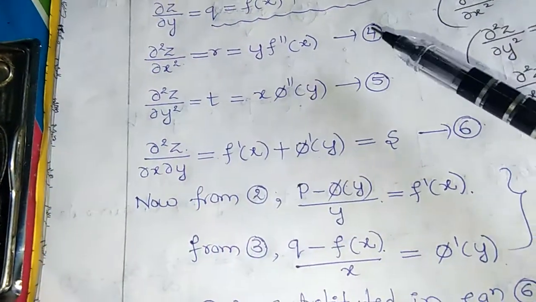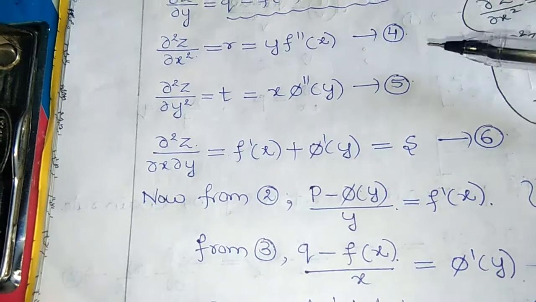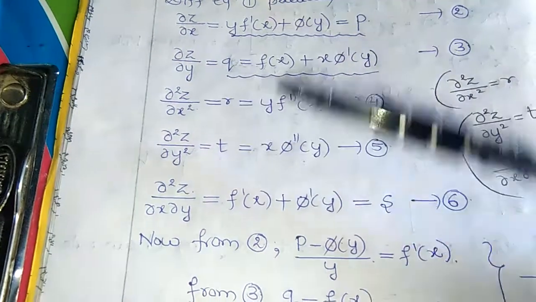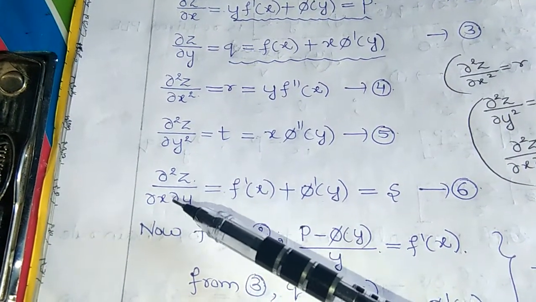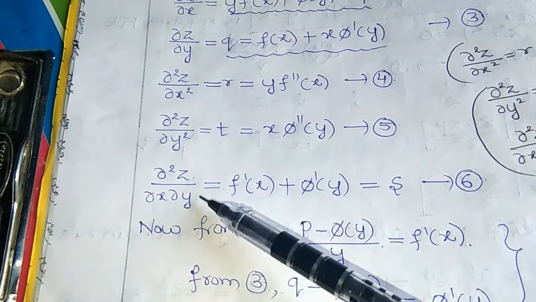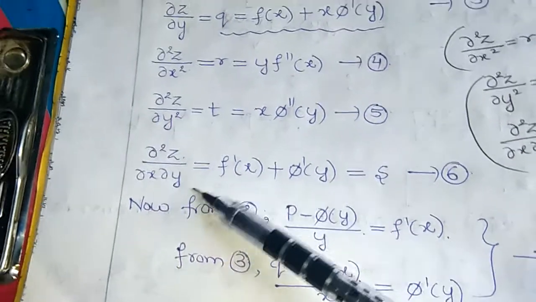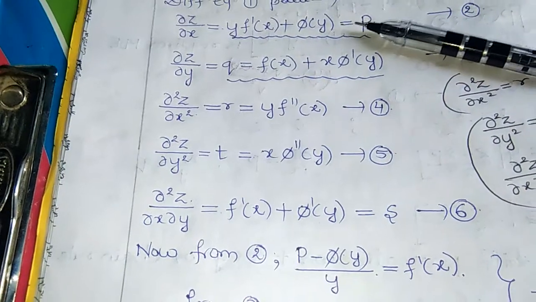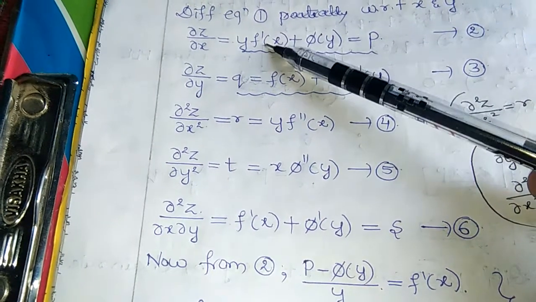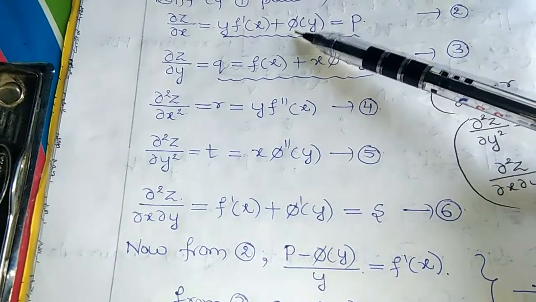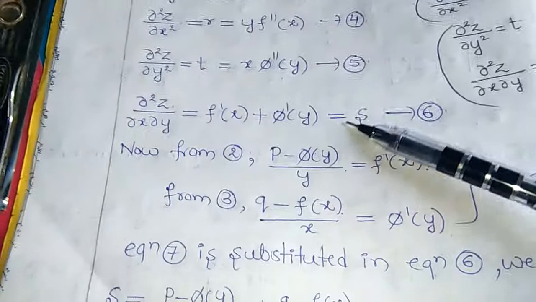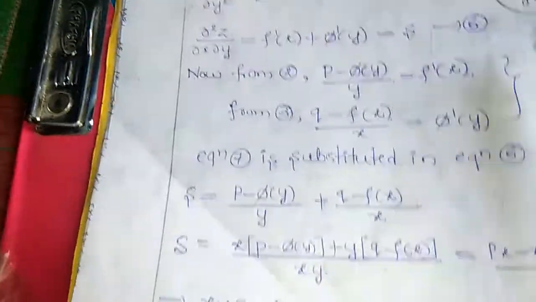Then again differentiate equation 2 with respect to y. It is dou by dou y of dou z by dou x, which means dou square z divided by dou x dou y, which is equal to s. With respect to y, the first term: differentiation of y is 1, and f dash of x keep as it is, plus the differentiation of phi of y, which is phi dash of y, is equal to s. Call this as equation 6.